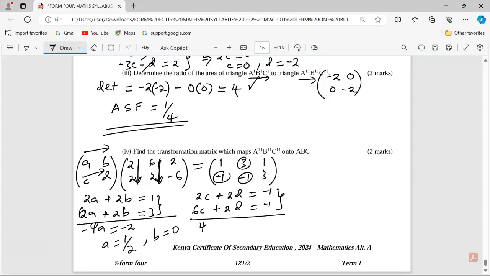So negative 4c should be equal to 0 because d will cancel. -1 minus -1 becomes 0. So the value of c will automatically be 0. And when you substitute, the value of d is going to be -half. Therefore, now for us to write the matrix, we need to say that the matrix of transformation now is going to be AB, which is half, 0, then CD, which is 0, -half.